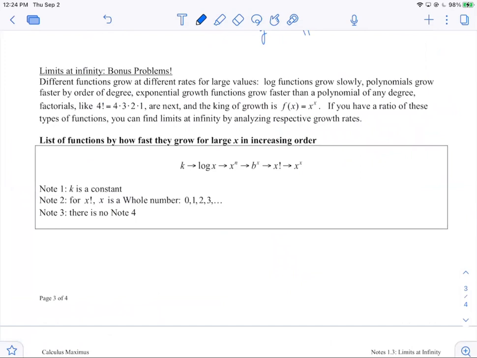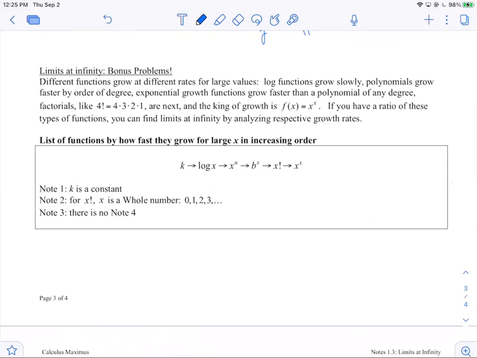Okay, so now it's time for bonus problems. Not going to be on the AP exam necessarily, but might show up, and we'll revisit this later in the year when we look at infinite series. But when you have a ratio of two functions that don't belong in the same family, like polynomial over polynomial, you can figure out the end behavior limits simply by knowing which type of member grows more quickly.